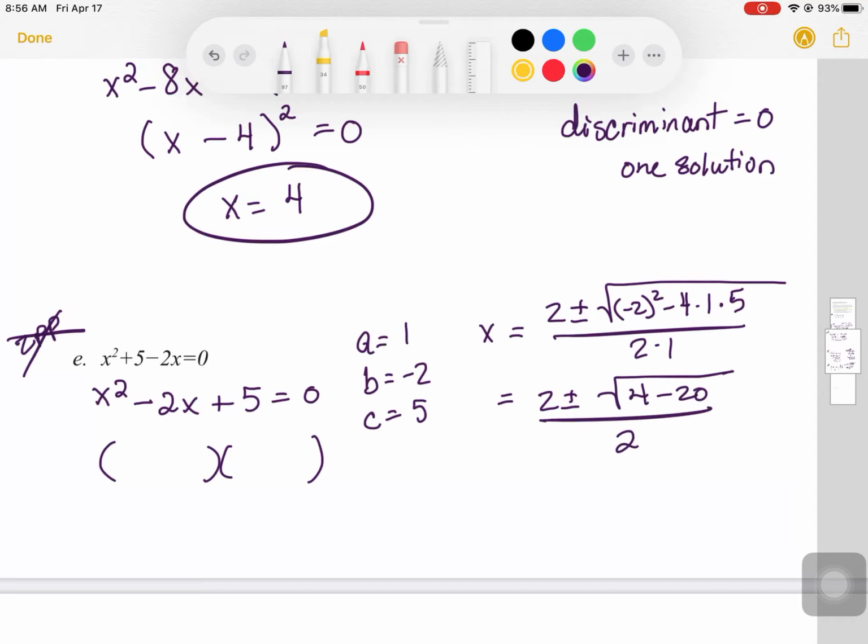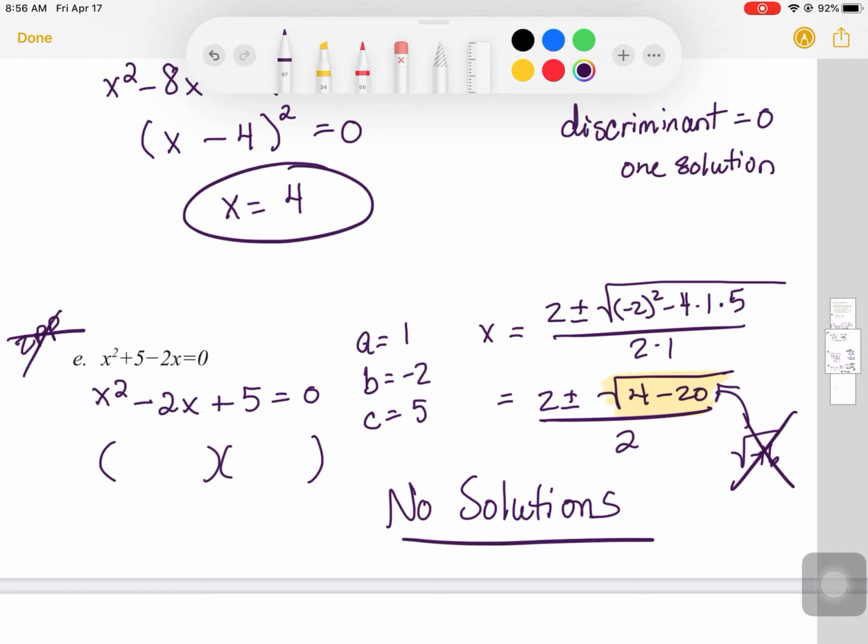And I'm going to stop, because of this piece right here. That's going to end up being a negative number. This is the square root of negative 16, and we can't find the square root of negative 16. That's that situation where your discriminant is negative. That means there are no solutions.